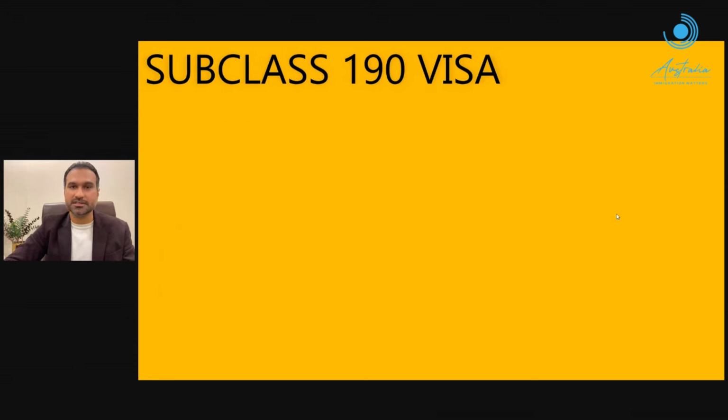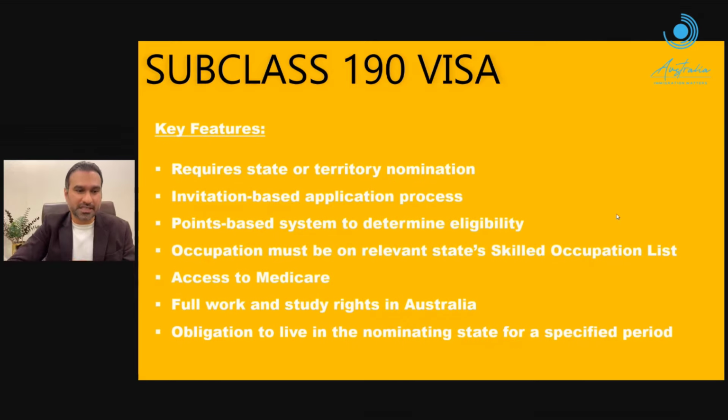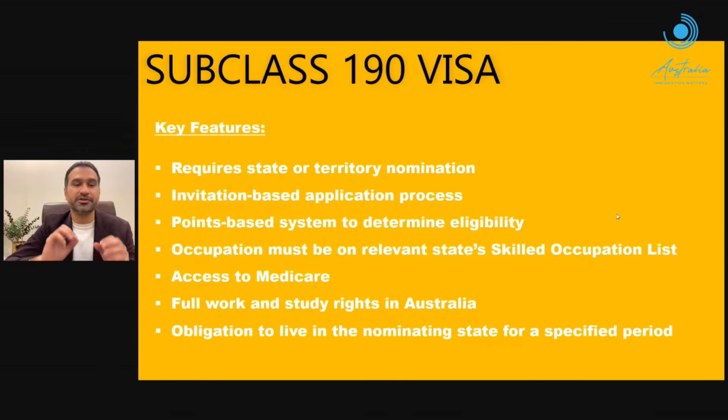Now let's talk about the subclass 190 visa. The key features include that you require a state or territory's nomination for this visa's eligibility. This visa also works on an invitation-based application model. Again, a points-based system is definitely used to determine eligibility. However, the state's own preference and criteria also work in addition to the points-based system. Your occupation must be from the relevant state's skilled occupation list. So if your occupation is not included in the state's skilled occupation list, you are not eligible for that state.